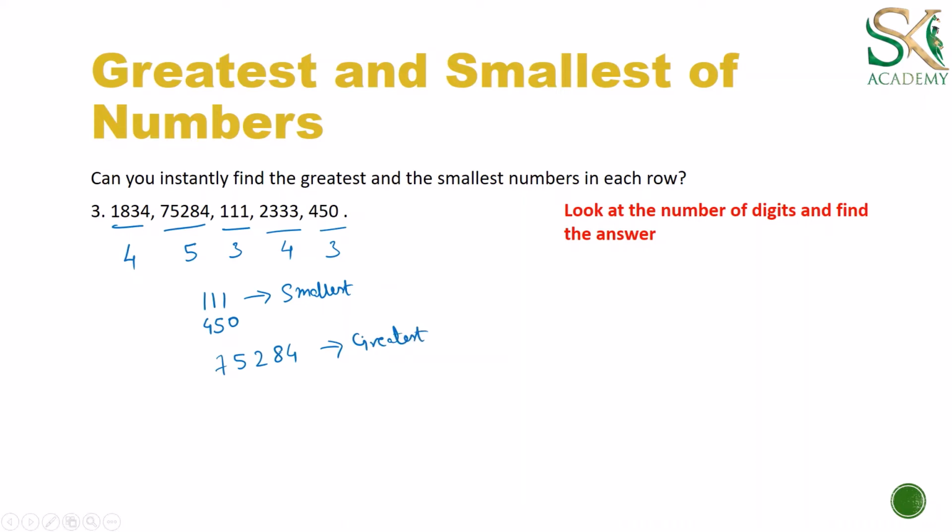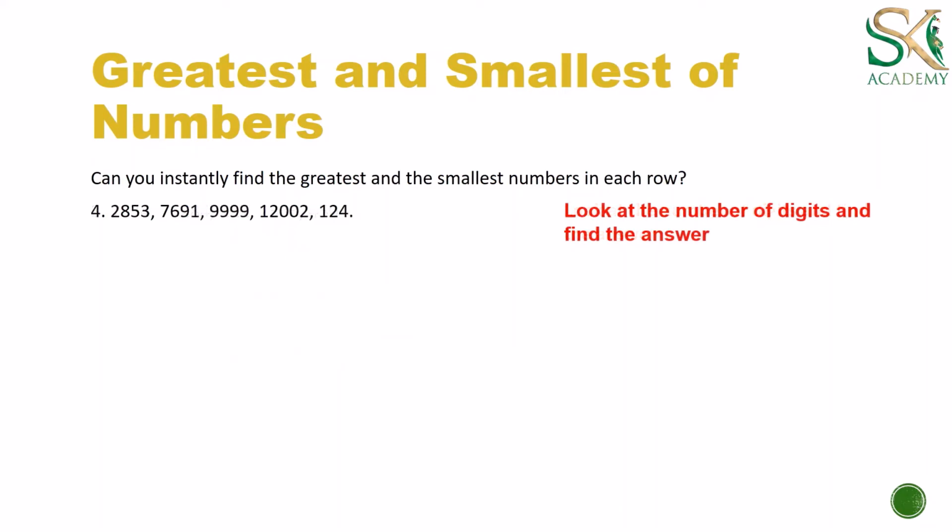Now, another question. Here, how many digits do you have? 4, this is also 4, this is also 4, this is 5, and this is 3. This is very simple if you see here. 1 to 4 is the smallest, and 12002 is the greatest.